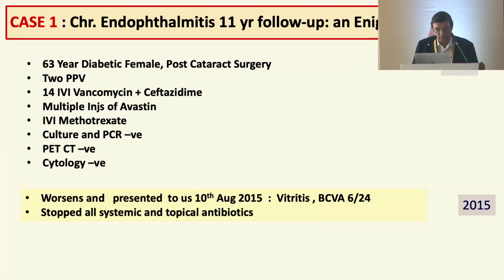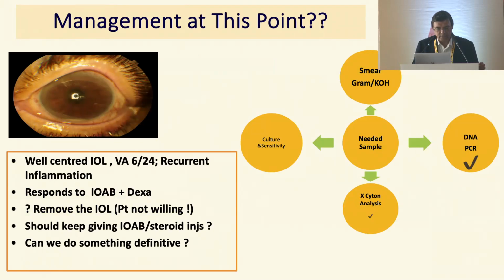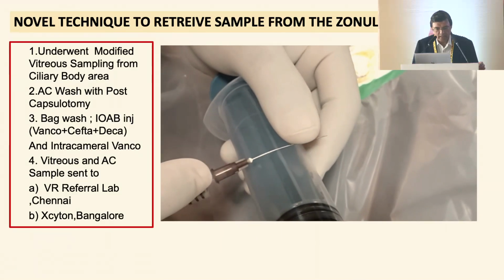We stopped all the systemic and topical antibiotics. This patient had a well-centered IOL, and I told her that we might want to remove her IOL. Her visual acuity was at that time 6/24, but she refused to get her IOL removed despite suffering for 5 years. So the question now was, should we continue giving the intraocular antibiotics and steroids, or can we do something else? We needed to have a sample. So what we did is, I tried to modify it.